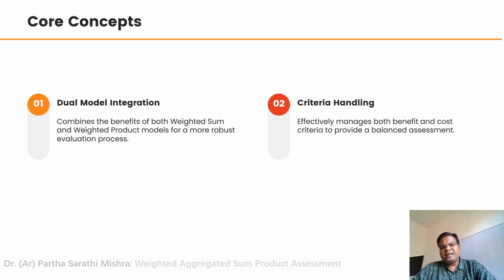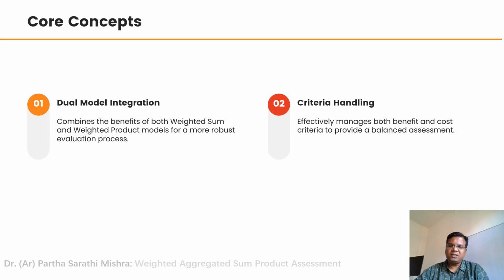Now what is criteria handling? It effectively manages both benefit and cost criteria to provide a balanced assessment. Now again, I have already explained this benefit and cost criteria. Benefit criteria are those whose values are beneficial for us. If the higher the value is beneficial for us, then we can say it is a benefit criteria. Whereas when the values are increasing and those are not beneficial for us, then we can say that is a cost criteria.